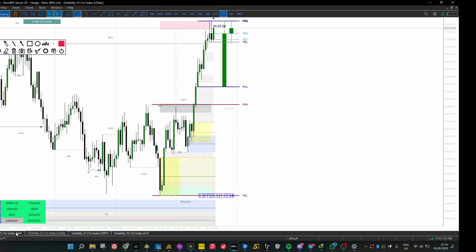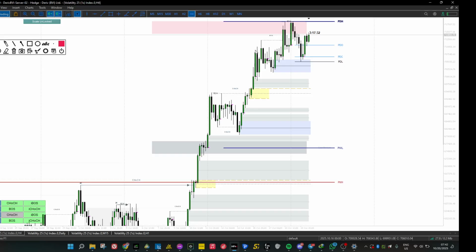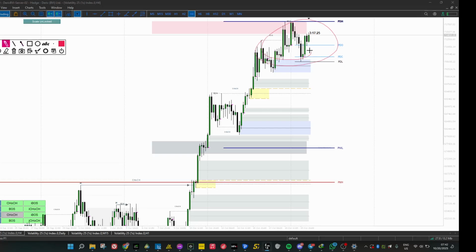Now on the 4 hour time frame, it looks a bit choppy here inside this price action, but I think it was a bit of exhaustion. I don't know if we're manipulating to come back lower or we're going higher, but whatever the case may be, we can find opportunities.